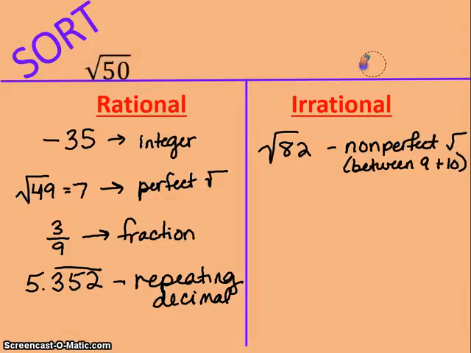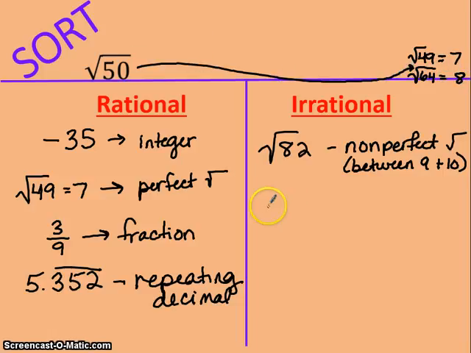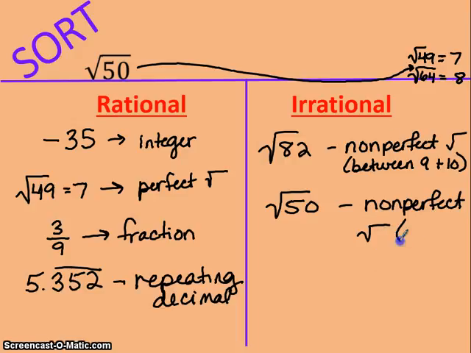What about the square root of 50? Well, let's see. Can we have a whole number that equals that? 6 times 6 is 36. 7 times 7 is 49. So the square root of 49 is 7. And 8 times 8 is 64. So the square root of 50 is in between 7 and 8. So that makes it a non-perfect square root. And all non-perfect square roots are irrational. And this one is specifically irrational because it's between 7 and 8.